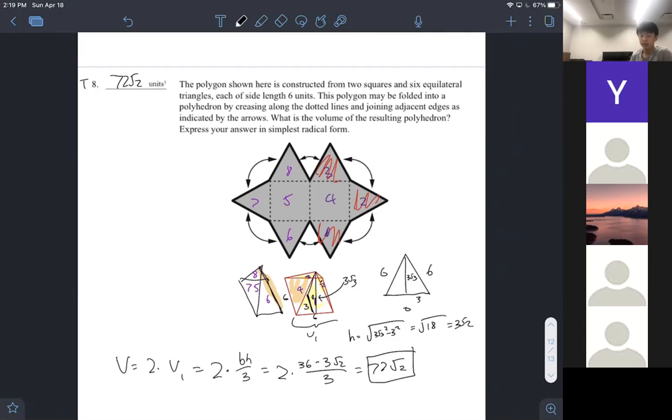So yeah, that's all of the problems on the target round and the sprint round from earlier.